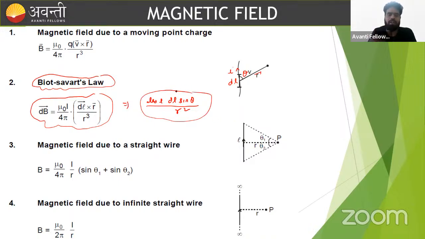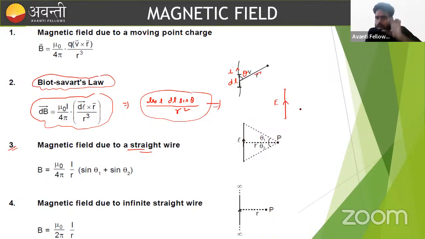And whatever derivations we perform later are applications of the Biot-Savart law. The first application is the magnetic field due to a straight wire. So what is the magnetic field due to a straight wire? First of all, we consider a wire having current I. This is a finite wire, we can say the ends are defined.